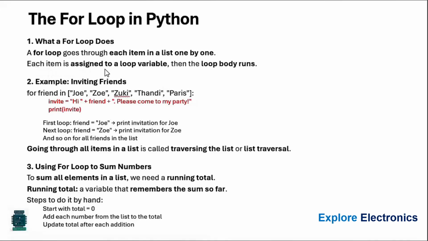Each item is assigned to a loop variable and then the loop body runs. Here it is connected to the friend. Whenever I take friend, it will go to Joe, Zo, Zuki, Thandi and Paris. Got it? It is connected to that. After that, it will come to the body of that loop again. Let us see this example, then you will understand easily.